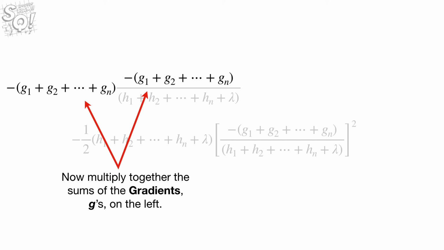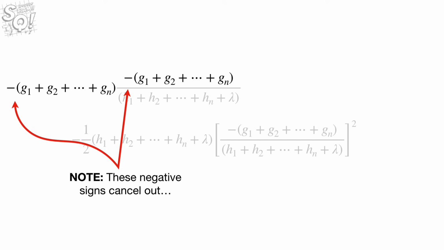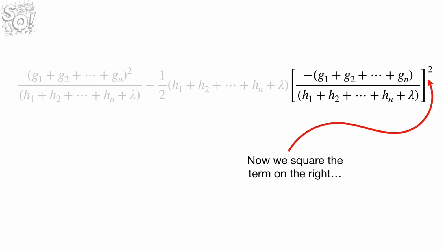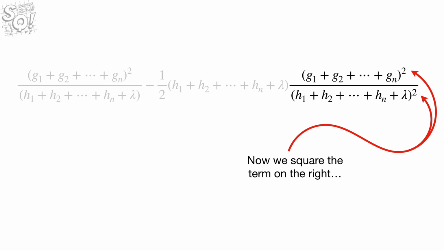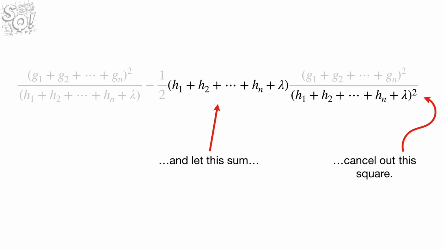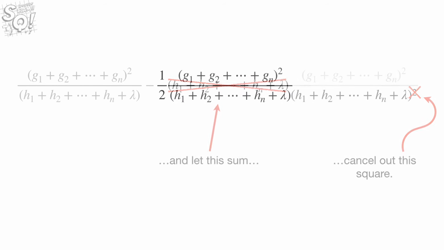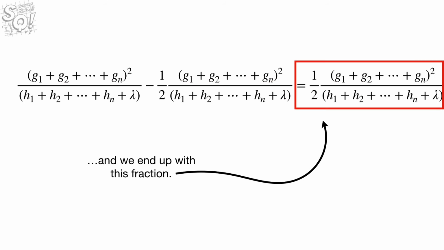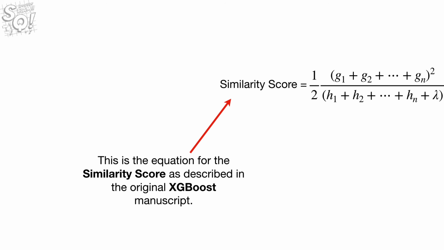Now multiply together the sums of the gradients, g's, on the left. Note, these negative signs cancel out, and we get the square of the sum. Now we square the term on the right, and let this sum cancel out this square. Now we add these two terms together, and we end up with this fraction. This is the equation for the similarity score as described in the original XGBoost manuscript.